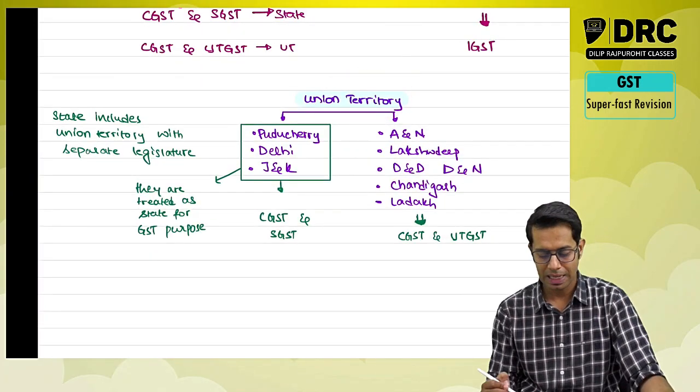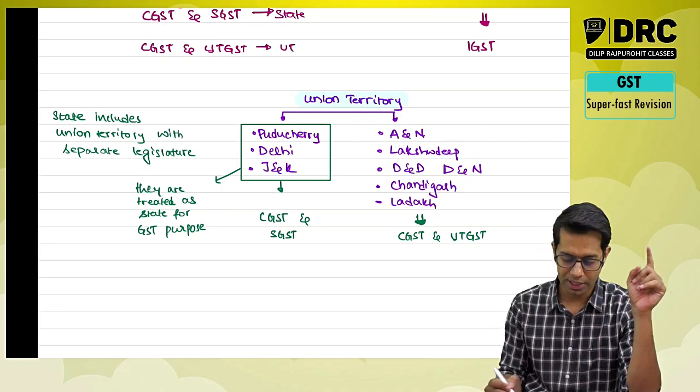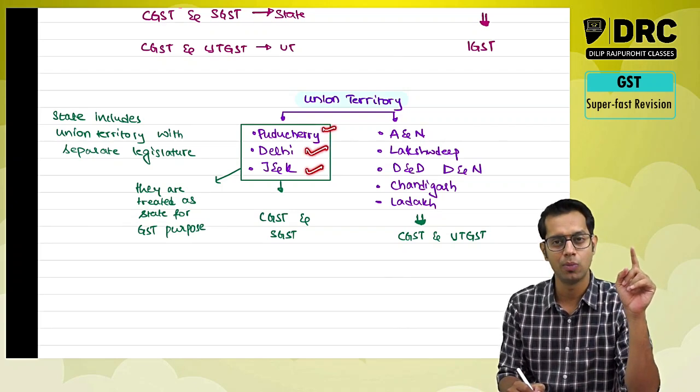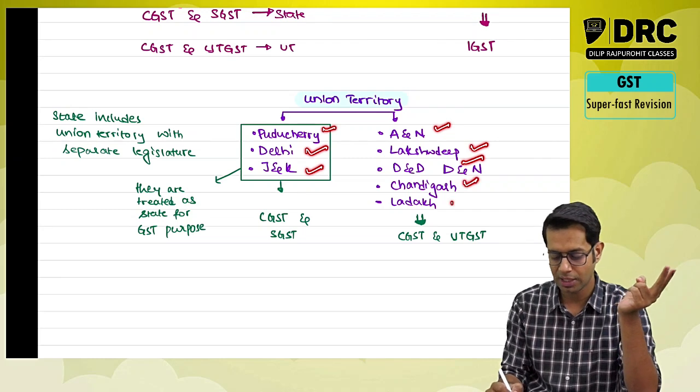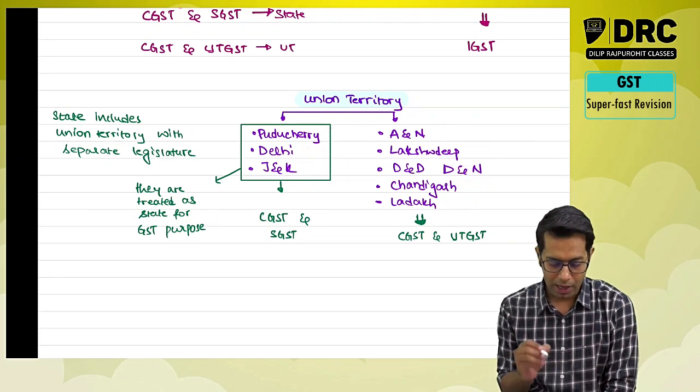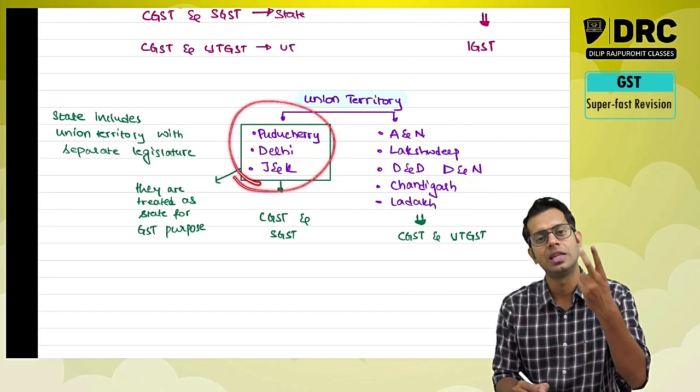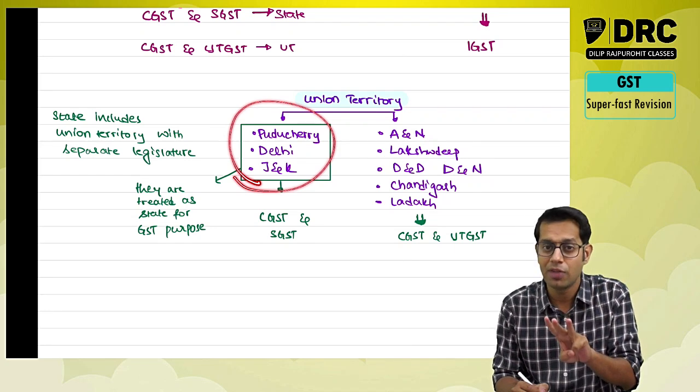Now we have totally 8 union territories: Puducherry, Delhi, Jammu and Kashmir, Andaman and Nicobar, Lakshadweep, Daman and Diu, Dadra and Nagar Haveli, Chandigarh and Ladakh. Now there are 3 union territories, Puducherry, Delhi and Jammu and Kashmir, which will be regarded as state for the purpose of GST law.